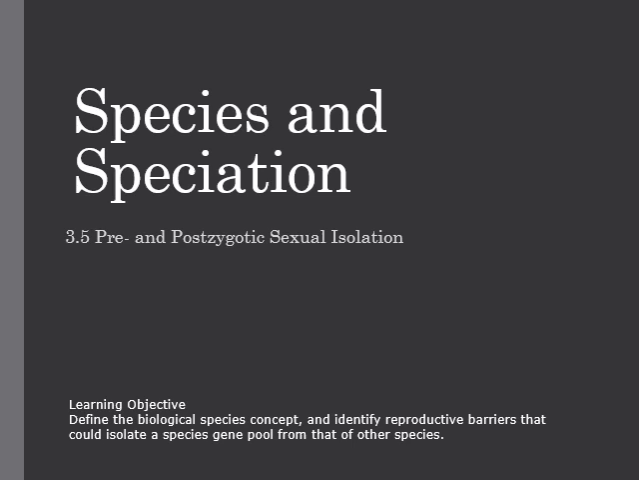So we've got this pace of speciation, when it occurs due to allopatric or parapatric or sympatric speciation. Now we're going to talk about reproductive barriers, pre- and post-zygotic isolation.